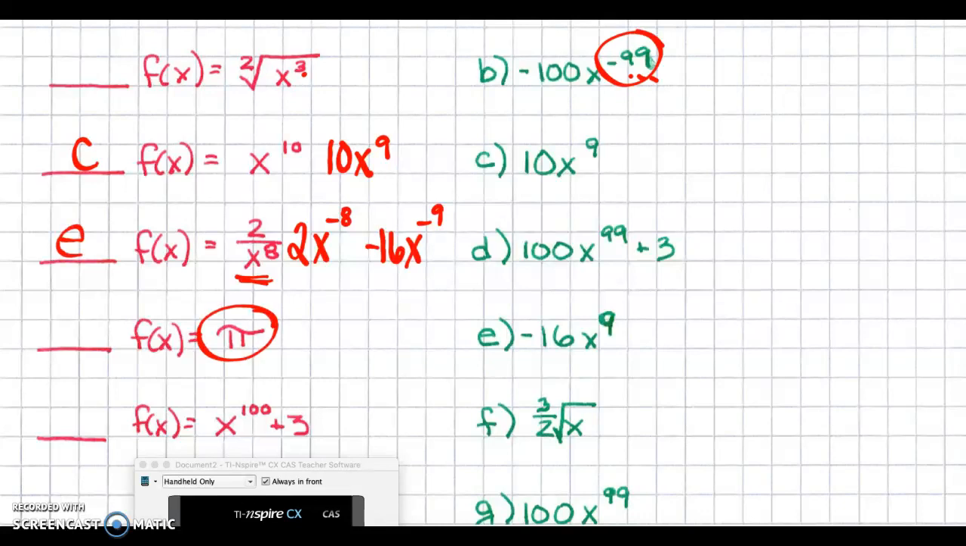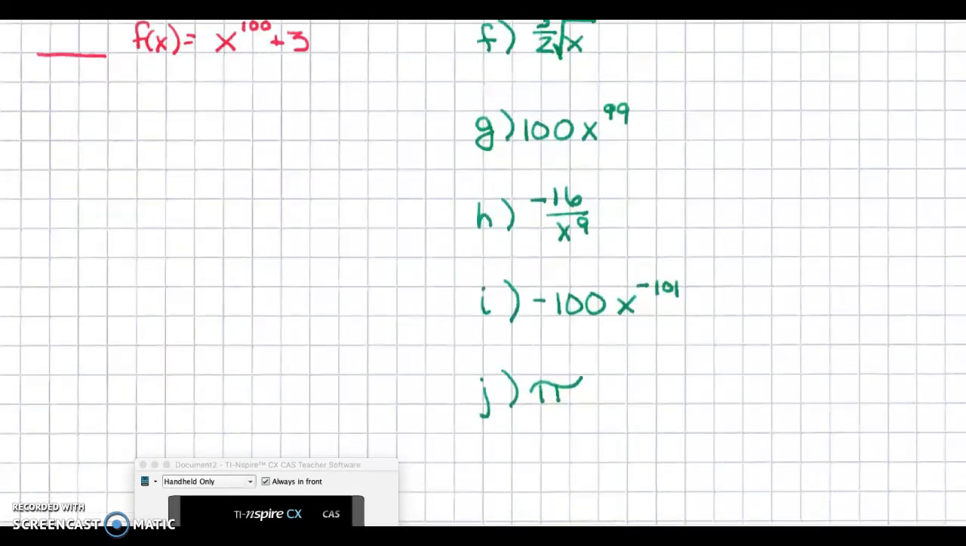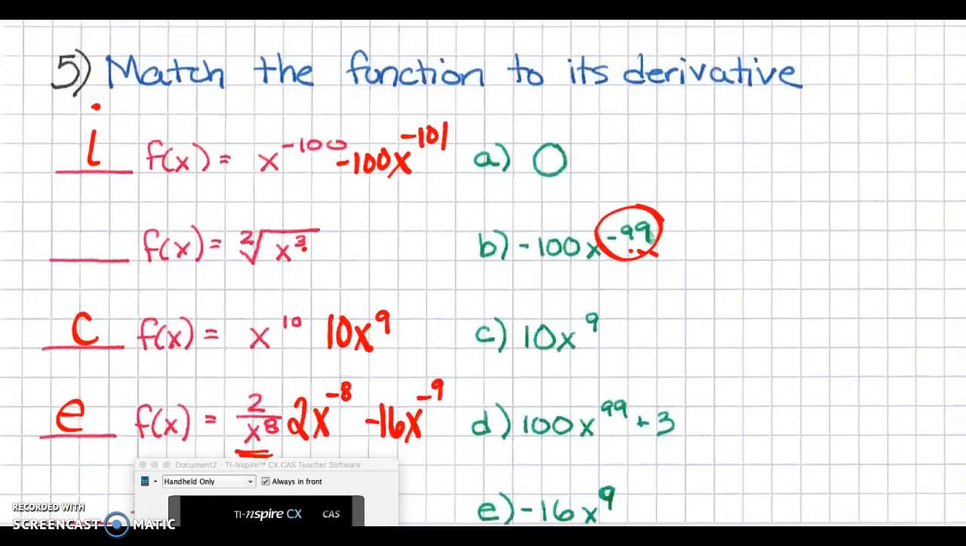Pi is just a constant. The derivative of any constant is 0. Doesn't matter what the constant is. We have a 0 there. Oh, there it is, A.